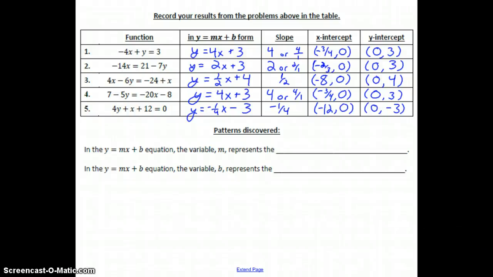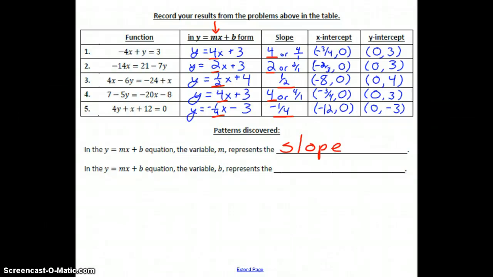Before you started the video, you should have had your table completely filled out with all the work to show me that you did this yourself. And now, once you've got your table, hopefully you're noticing that the slope and the m are always the exact same thing. Remember, m is whatever value is with the x. It's called the x's coefficient.